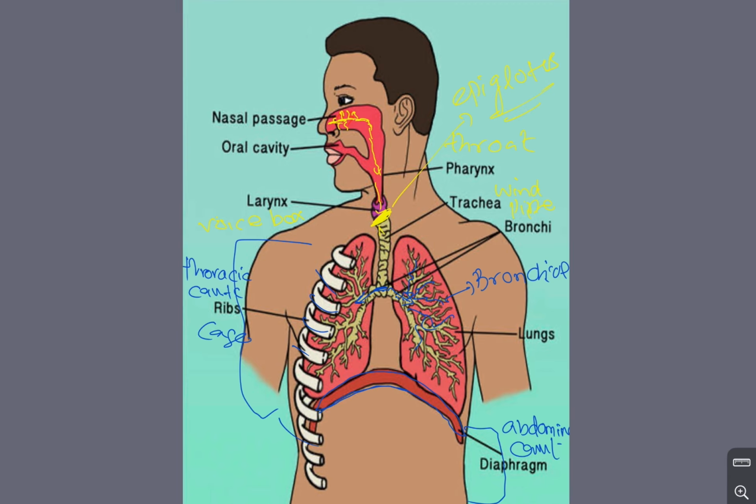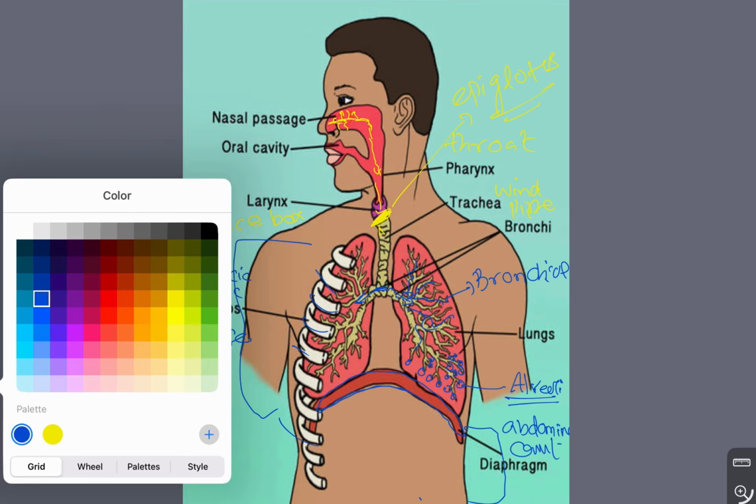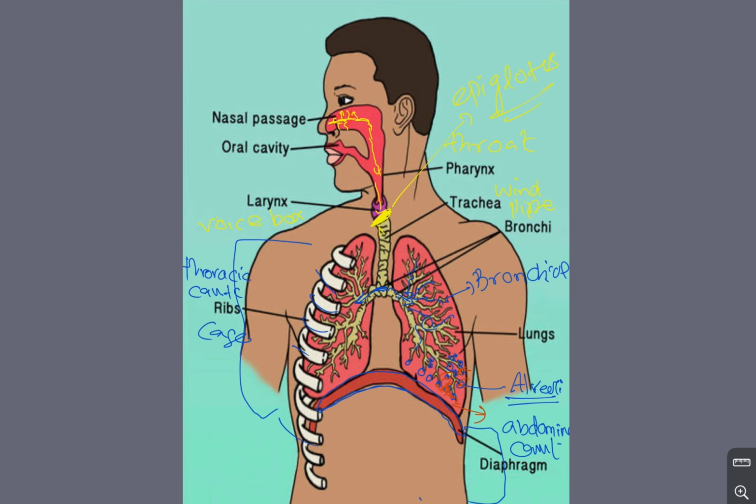This is the thoracic cavity, this is the abdominal cavity, and in the thoracic cavity we have the rib cage that is protecting our lungs, and inside the lungs we have bronchi and bronchioles, and at the end of these bronchioles we have tiny air sacs. They are not visible in this diagram, but they are called alveoli, and these alveoli are covered with capillaries. The blood carries carbon dioxide from the body cells, and it takes in oxygen from these alveoli to the various cells of the body.